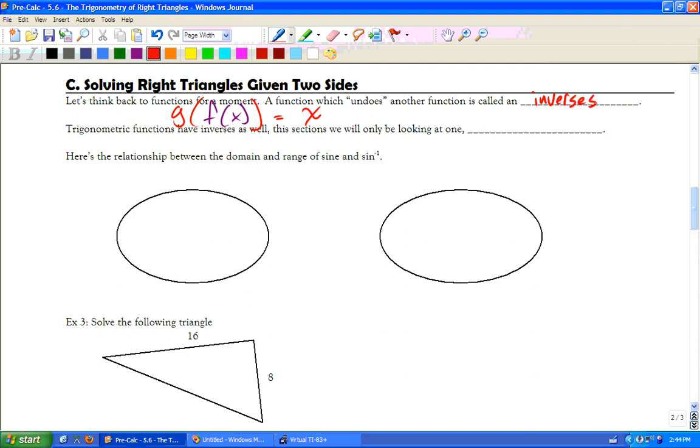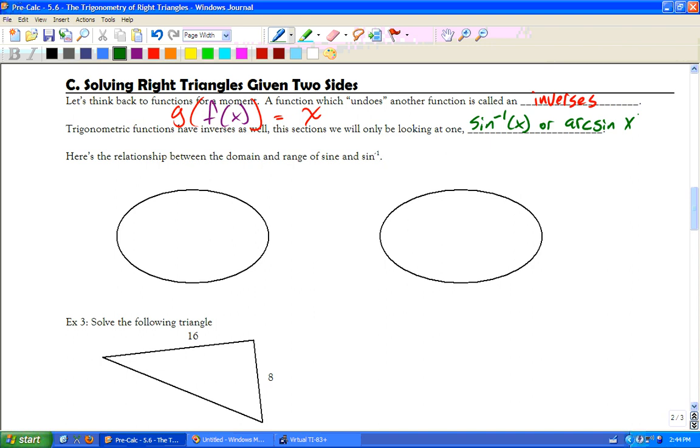Trigonometric functions have inverses as well. We're going to study them at depth, ad nauseum a little bit later, but right now we're only going to look at one. This one's going to be the inverse of sine. How we refer to the sine inverse is one of two ways. The function that undoes sine is sine inverse of x, or another way you can write it is arc sine. Either one's acceptable.